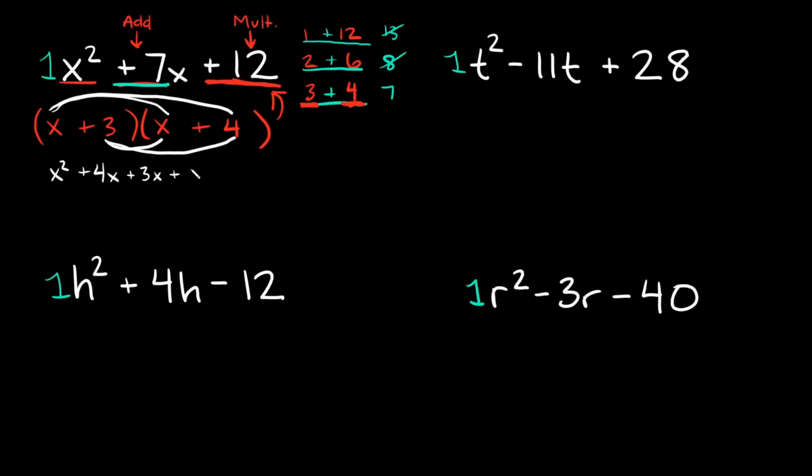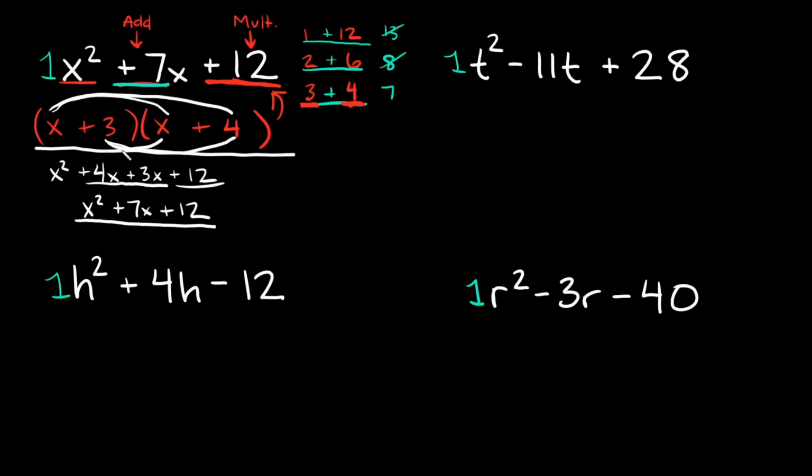So plus 12. If we simplify this, we have x squared, and then plus 4x plus 3x reduces down to positive 7x, and then positive 12 at the end. As you can see, we wound up back exactly where we started: x squared plus 7x plus 12. That means we factored this correctly.